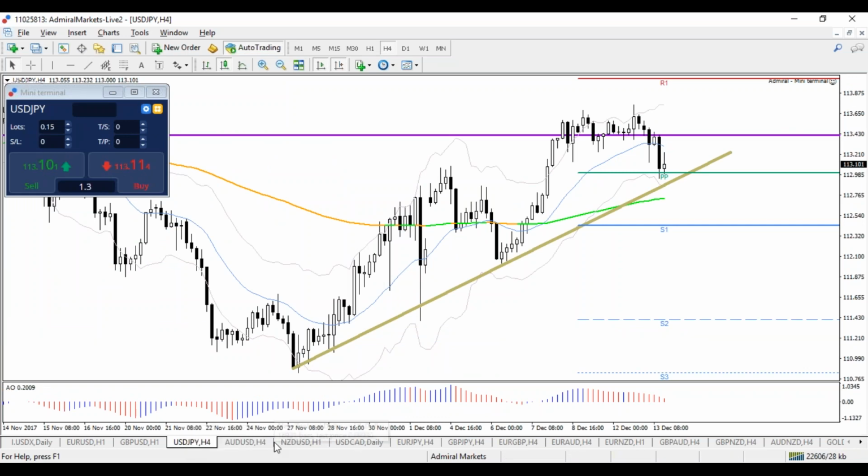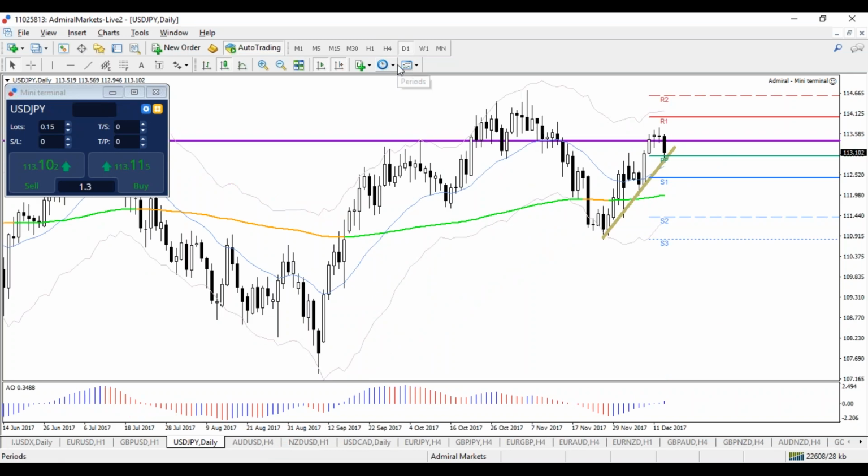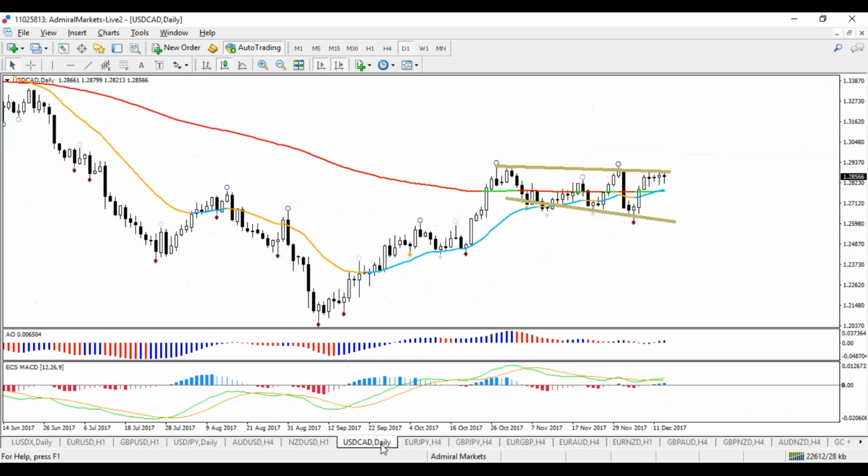Maybe we can take a look at some higher time frames, long-term charts. Dollar CAD could be good for a breakout to the upside, I would say, making a correction like this. So it looks like a bullish structure to me.